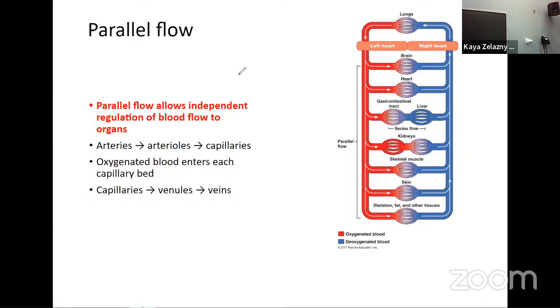You can think about some examples. I don't have any off the top of my head, but you can think about an occasion where you might want lots of blood flow to the skeletal muscle, but you don't need a ton of blood flow to the skin.